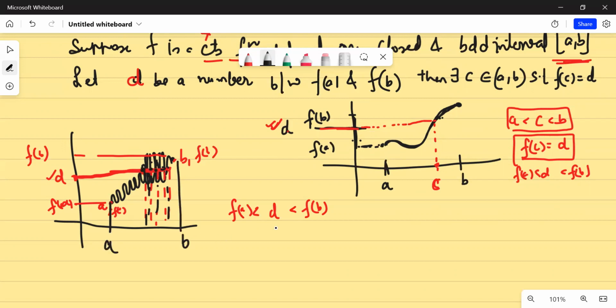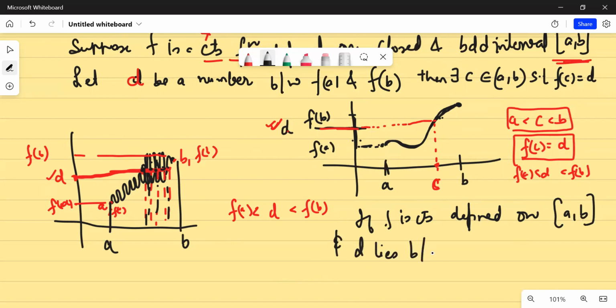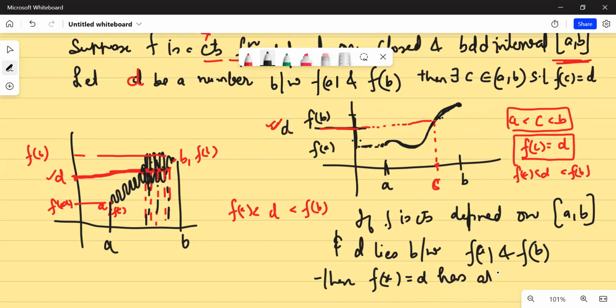So general theorem I can write that if f is a continuous function defined on closed interval a comma b and d lies between fa and fb, then f(x) equal to d has at least one solution in a comma b. मतलब ऐसा कोई जरूरी नहीं है कि एक ही बार काटे, हो सकता है there are more than one solutions.